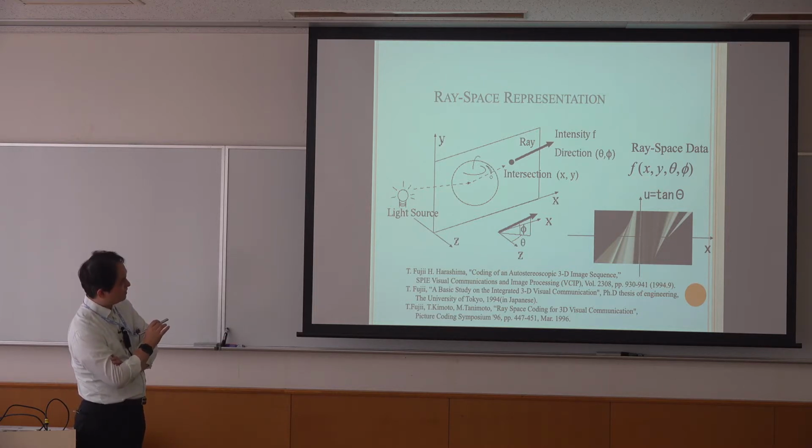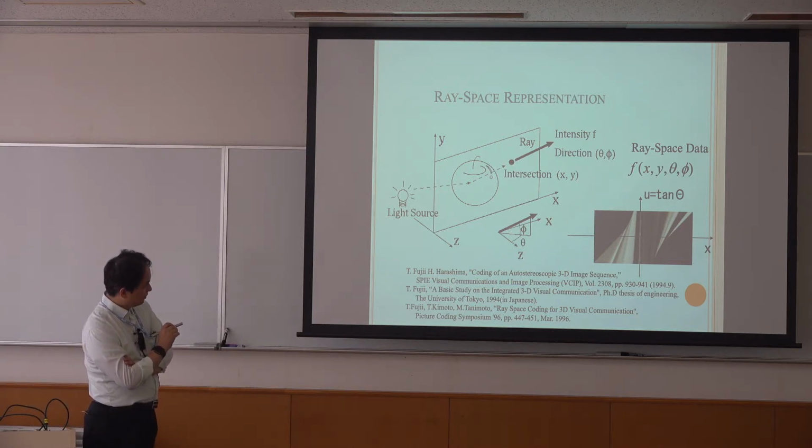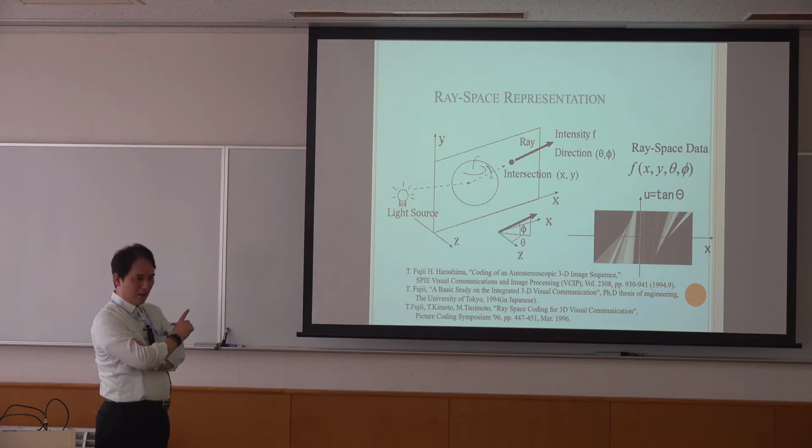So parameterization is not so important, but this is one example of parameterization. Okay, we have X, Y, Z 3 axis here. The origin is here. And first we introduce the intersection coordinate X and Y here. And outgoing rays, the direction, theta and phi. So if we define the function f of x, y, theta, phi, then we can describe this scene. This is a basic concept of ray space.